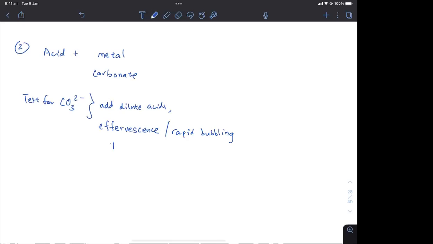Okay, test for gas. If you want to test for this gas, you have to test for CO2. And what is the test for CO2 again? Let me ask, I don't know, Hazwani, are you there? What is the test for CO2?